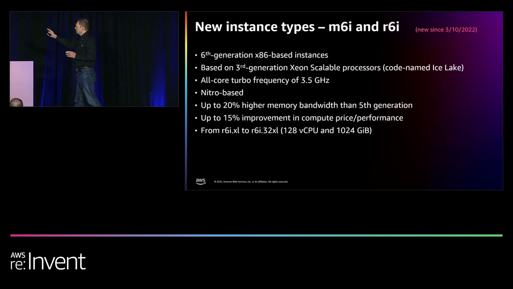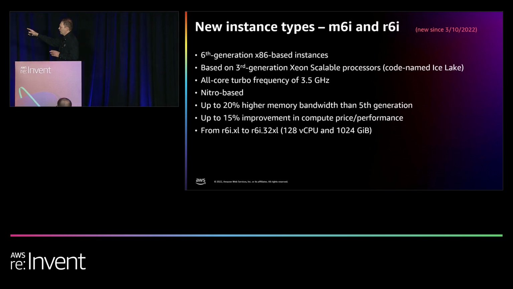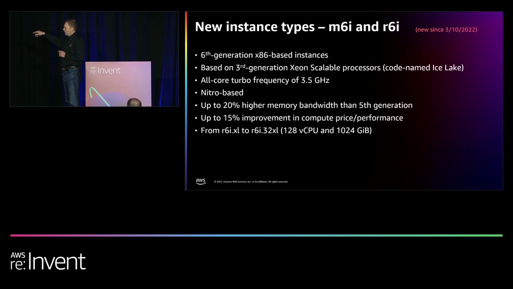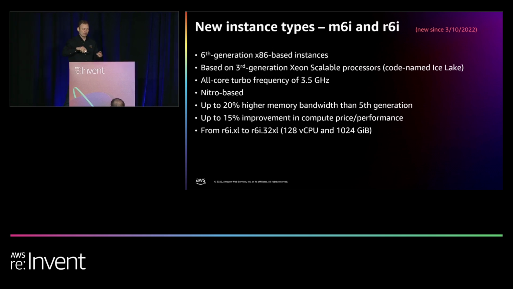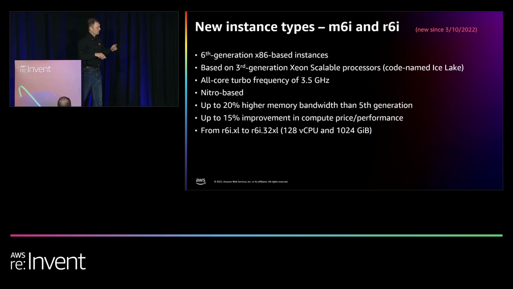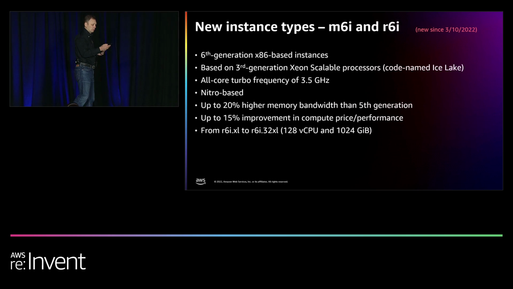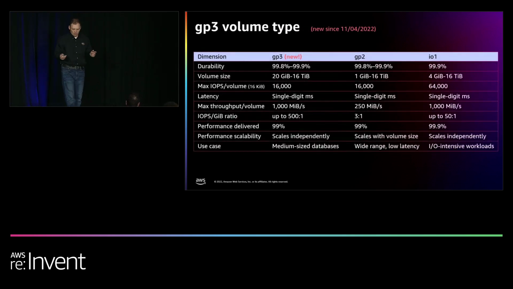Oh, and one more thing, almost forgot. The last bullet right there. With these instances, we also added the next T-shirt size, the 32X large. So if 24X large wasn't powerful enough, wasn't big enough, now you have 32X large with 128 vCPUs and a terabyte of RAM. Good stuff.